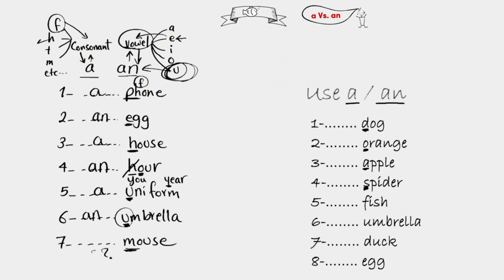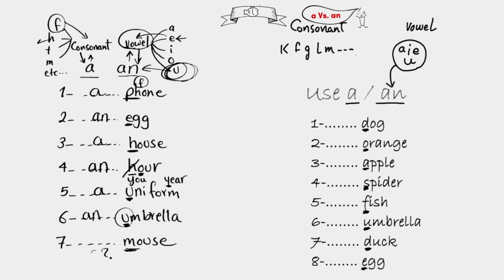To do this exercise, you need to look at the first letter in each word here. If the word starts with a vowel, like a, e, i, o, u, it takes an. And all the other letters are consonants, like K, F, G, L, M, and so on. And all these consonants take a. Does it make sense? Okay, let's practice.